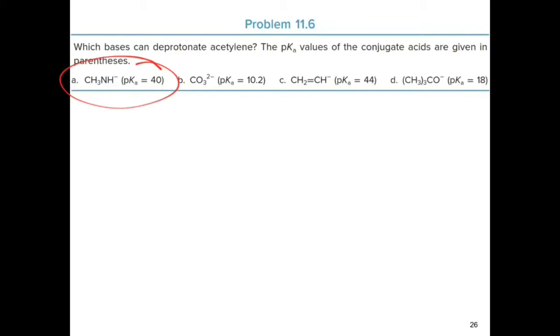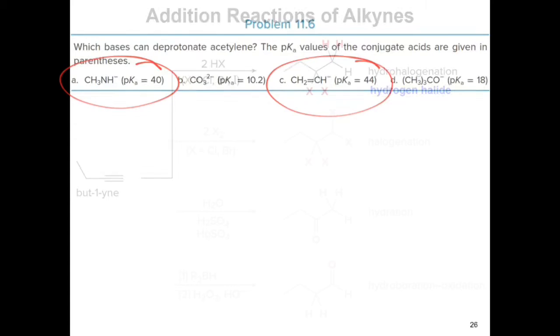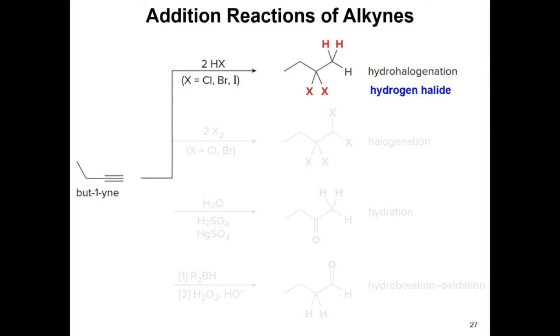And this one right here as well. And so the other two, B and D here, both have a pKa of less than 25, and so they are not able to deprotonate acetylene. So now let's take a look at the different types of addition reactions involving alkynes.